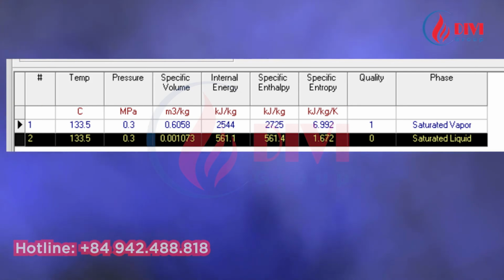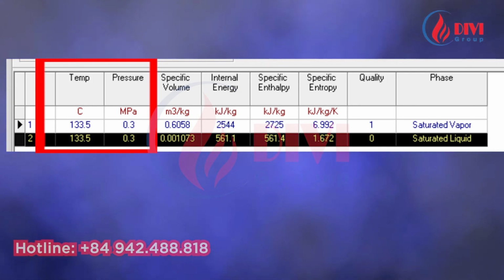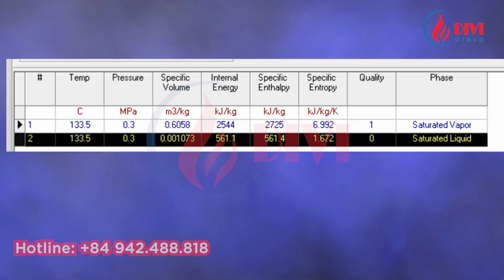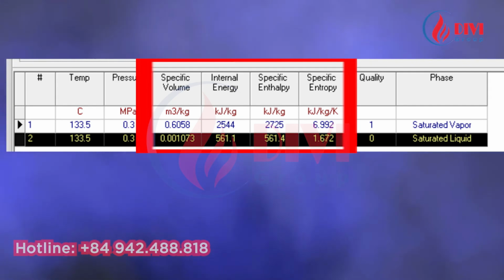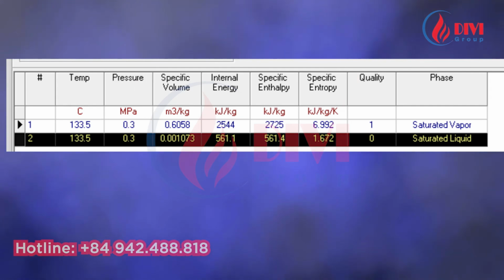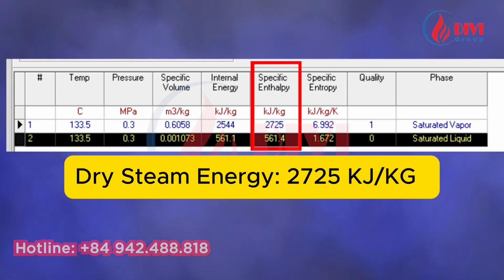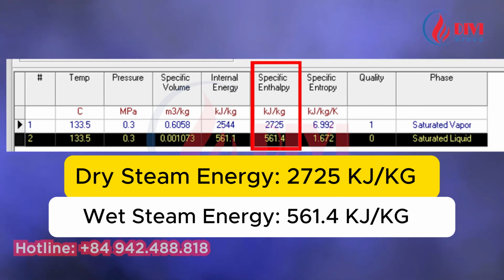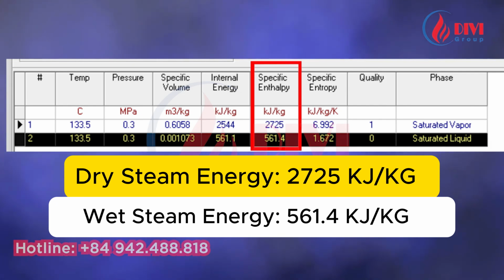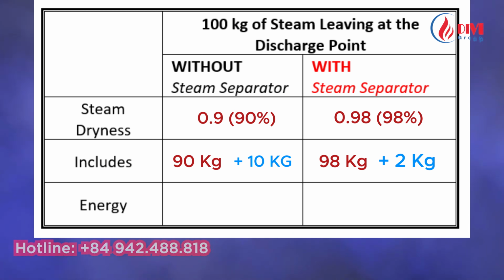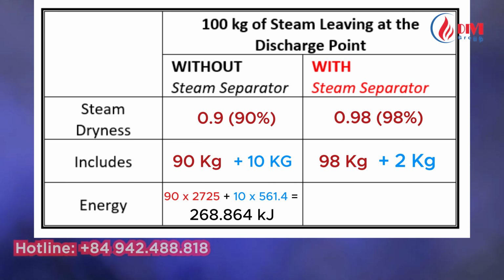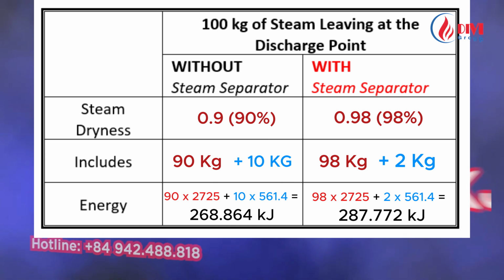We can easily observe that the pressure and temperature remain unchanged, but other parameters such as specific volume, energy content, and entropy change very significantly. For dry steam, the energy content is 2,725 kilojoules per kilogram of steam. For water, the energy content is 561.4 kilojoules per kilogram of water. Therefore, the energy content of 100 kilograms of steam at the outlet without a steam separator is 268,864 kilojoules.